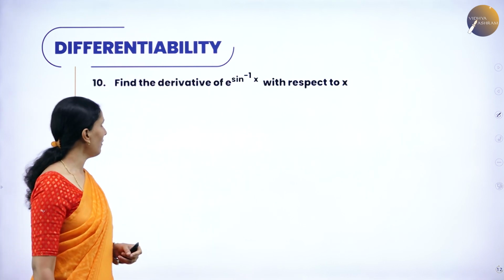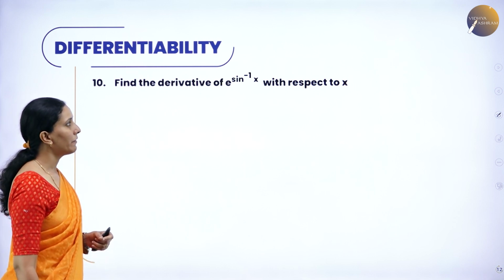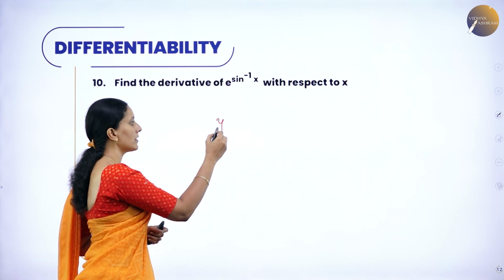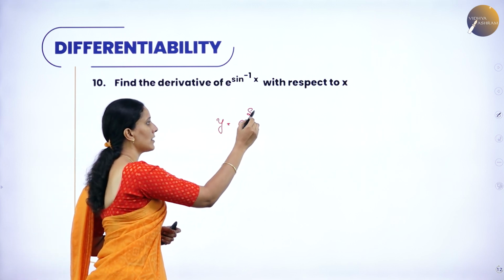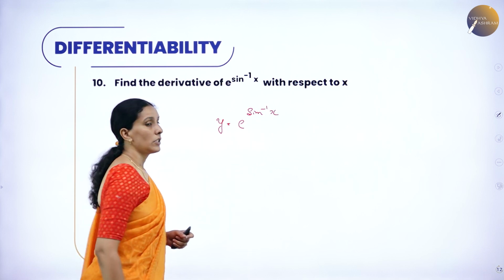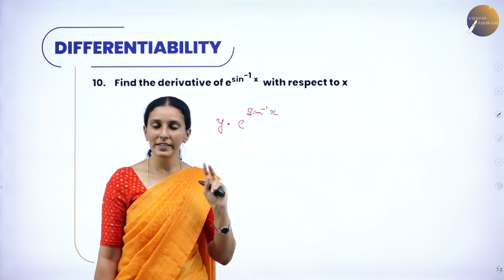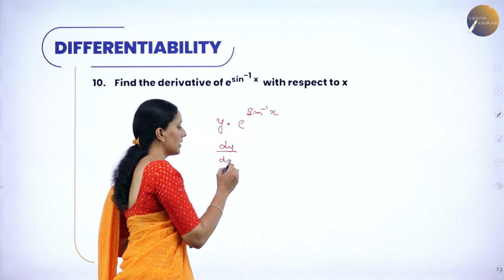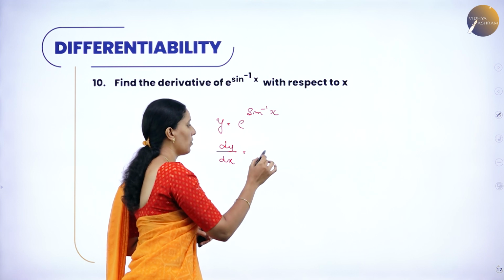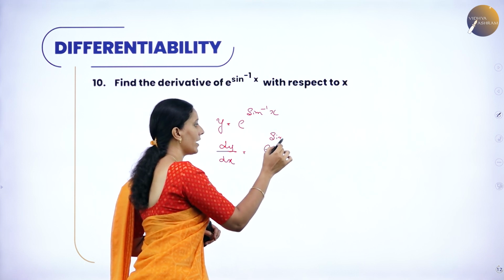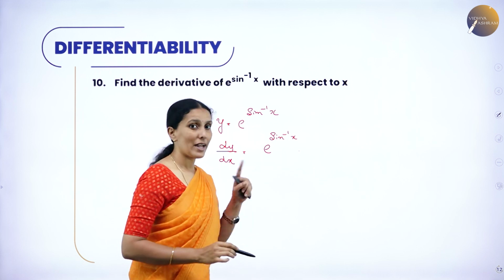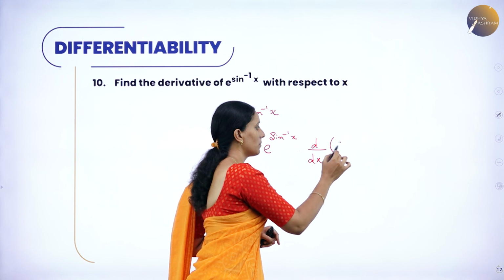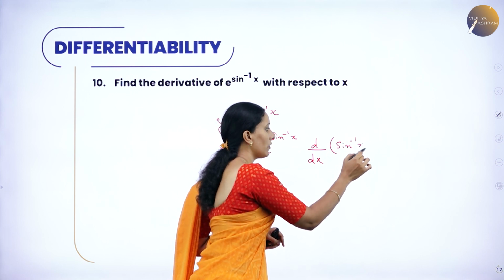So next question we have, find the derivative of e power sine inverse x with respect to x. So here let me take y is equal to e to the power sine inverse x. Now we know the derivative of e power x is e power x only. So we will write here dy by dx is equal to, what is the derivative of e power x form? It is e power x form only. So here we get e power sine inverse x. But sine inverse x is again one more function. So let us derive sine inverse x.